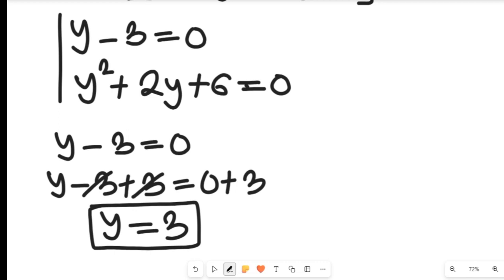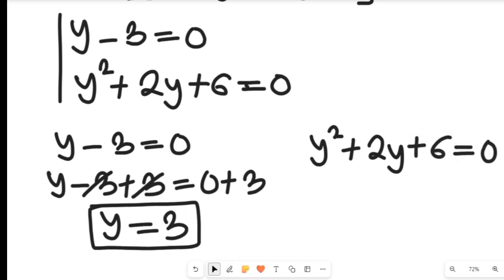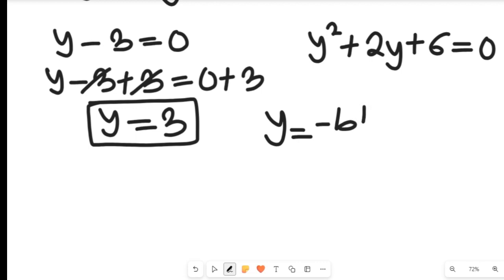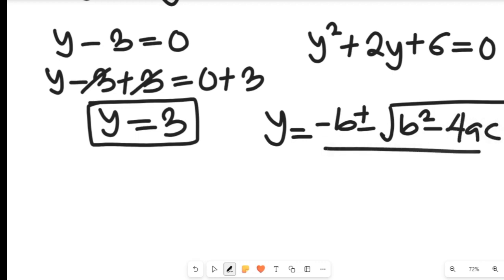For the second solution, we're going to have y squared plus 2y plus 6 equal to 0. So we'll get the other two solutions from solving this quadratic equation. Now let's solve this quadratic equation using the quadratic formula. From the quadratic formula, we are going to find the value of y to be equal to negative b plus or minus the square root of b squared minus 4ac, divided by 2a, and this is the algebraic formula.